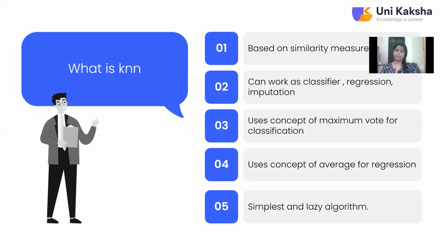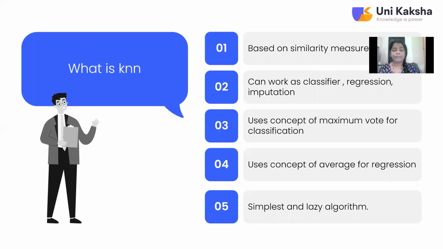KNN is a distance-based measure. That means in order to find the class of a particular observation, you need to find its distance from all the given observations in the data set. To find a distance, you can use the Euclidean distance formula, which goes as under: square root of (x1 minus x2) square plus (y1 minus y2) square plus (z1 minus z2) square, and so on up to (n1 minus n2) square. That depends on how many columns you have in your data.